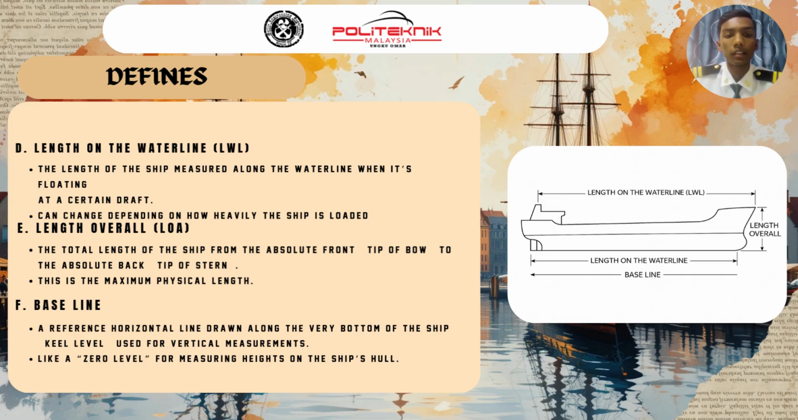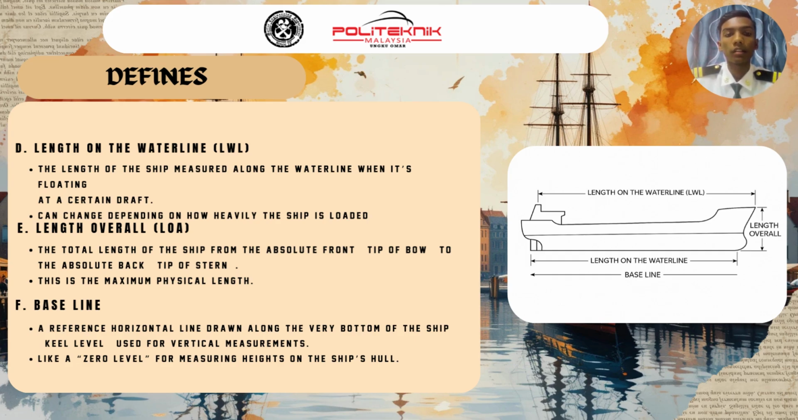And the second one is length overall, that is the total length of the ship from the absolute front tip of the bow to the absolute back tip of the stern. This is the maximum physical length.